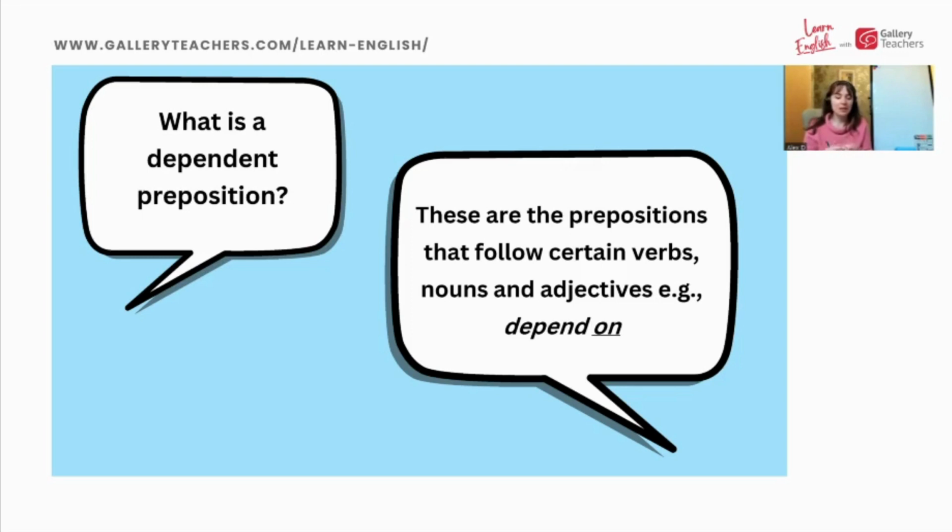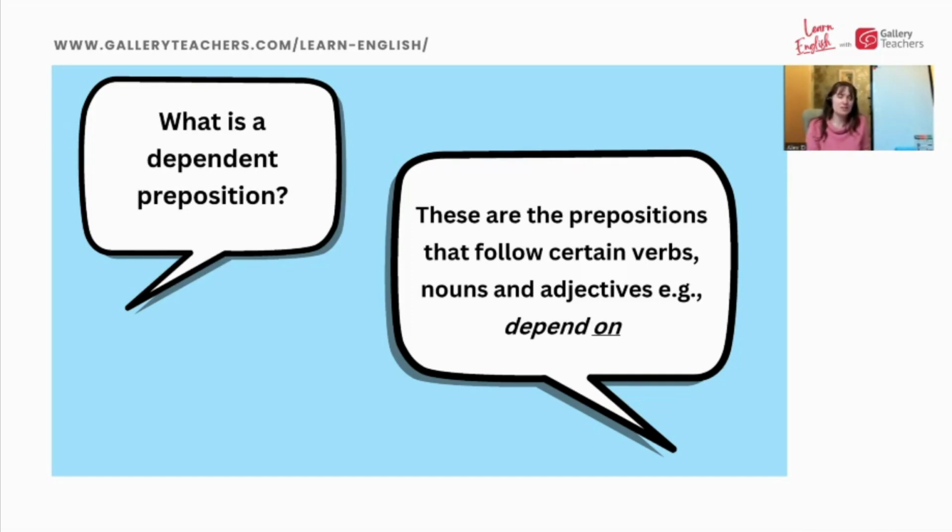So for example, if you try and research depend of or depend to, you will get very few results. But if you write in depend on, you should get many, many results, because this is a very natural pattern in English. Now, unfortunately, there are not many rules for learning and for understanding dependent prepositions. That's why they are quite a difficult area of language.